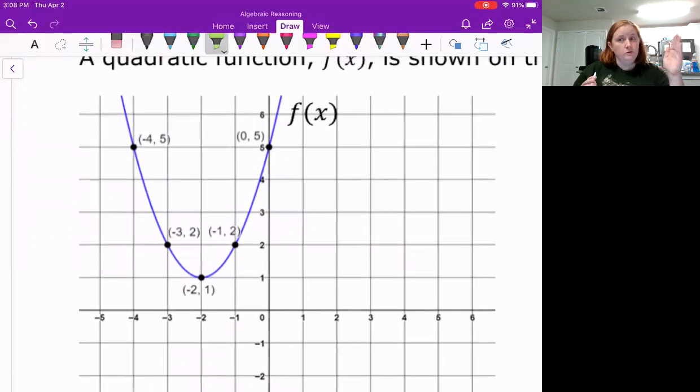Specifically, domain looks at x values. So I want to know, left to right, is there any place that this graph stops? Left side of the graph to the right side of the graph. With parabolas, the easiest place is to start at the vertex. If this was a line, I would recommend starting at the y-intercept.